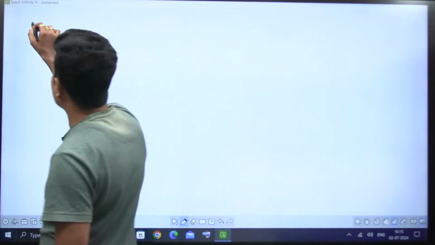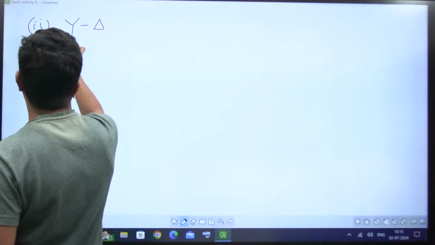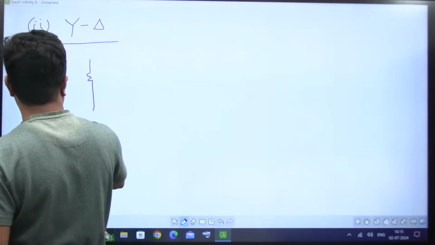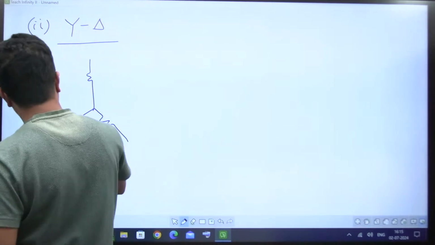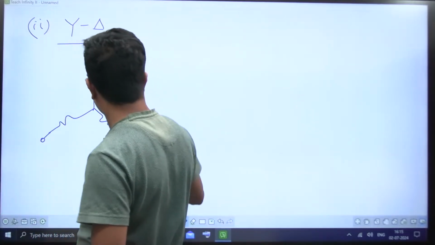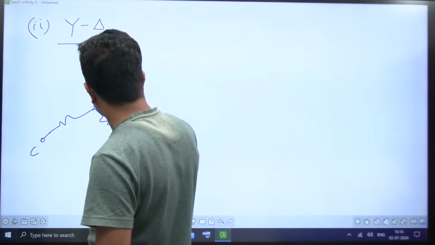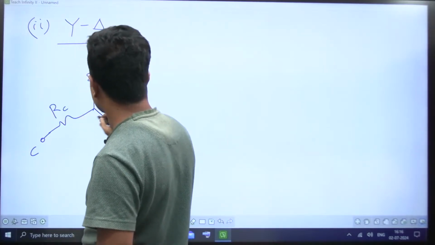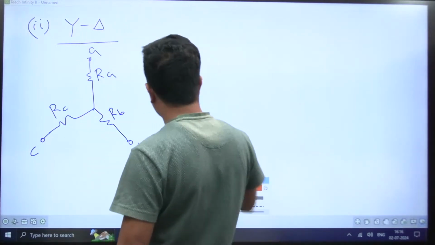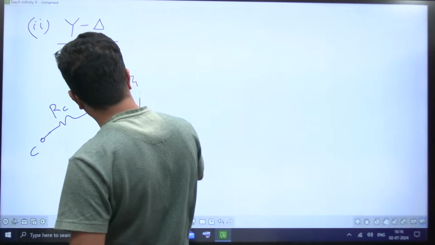The second one is star to delta conversion. Star to delta means you are given a star connection. Many people are confused about this one. This is A, this is B, this is C. Let me take these as RA, RB, and RC. Now what do you want? I want this branch, this resistance, which I call RAB.